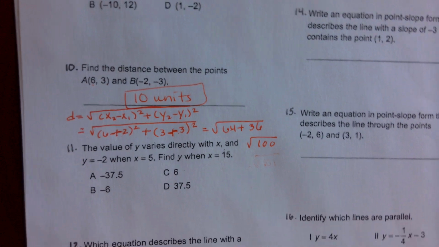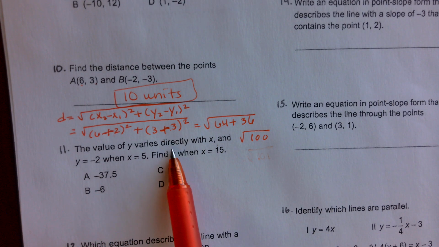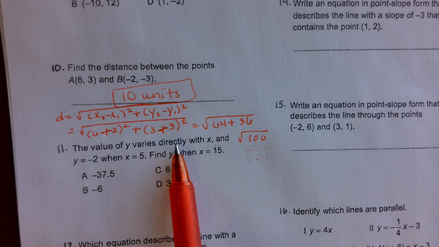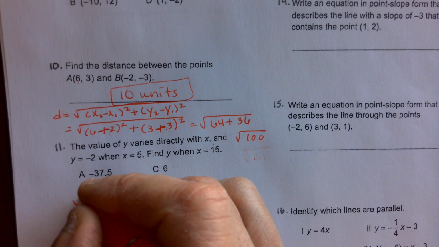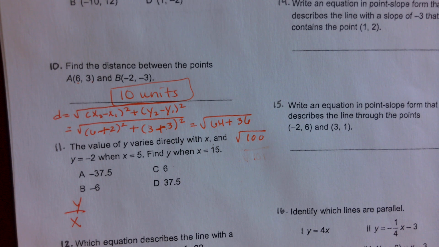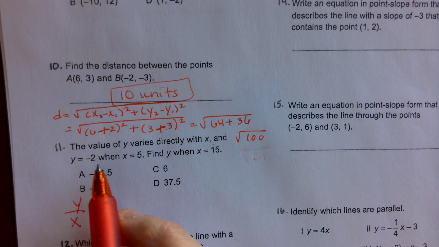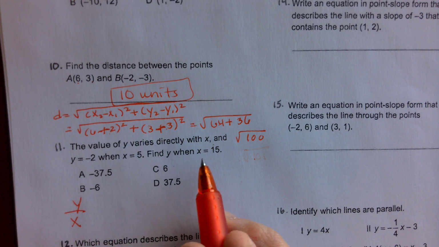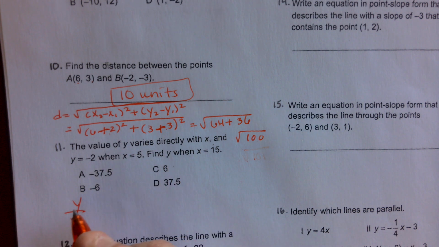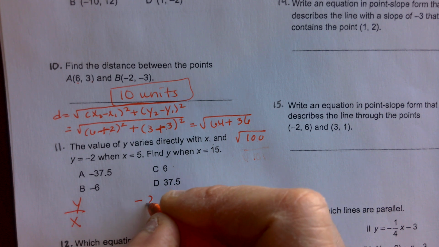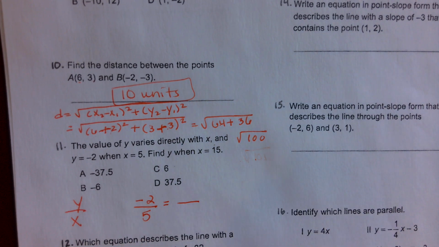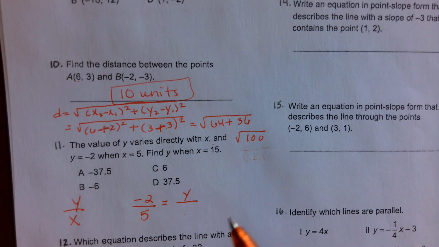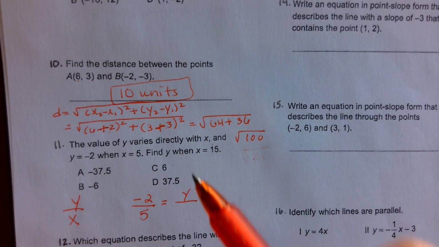All right. Varies directionally, direct variation. Okay, the value of y varies directly with x. Now I've taught you that you can set these up as a proportion because here they give you a y, here they give you an x, here they give you another x and want you to find a y. So we can set up a proportion. Negative 2 is my y over my x equals, and I still have to put y over x over here. Find y, so y is on top when x is 50 and x is still on the bottom.